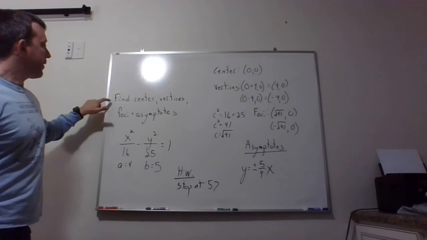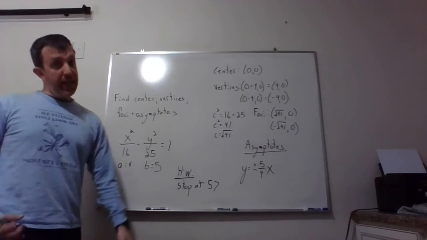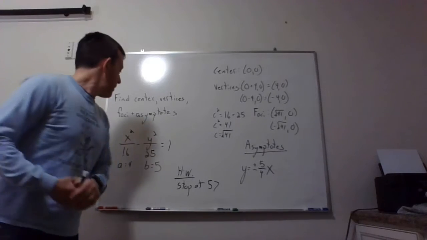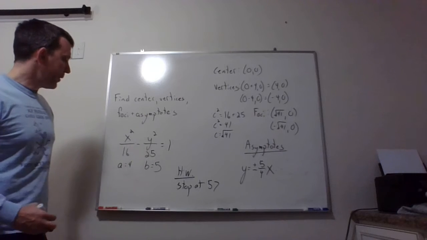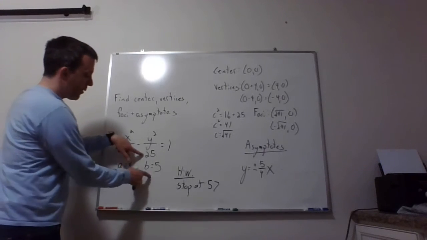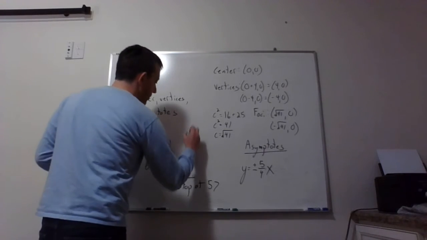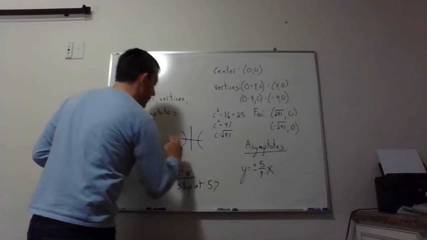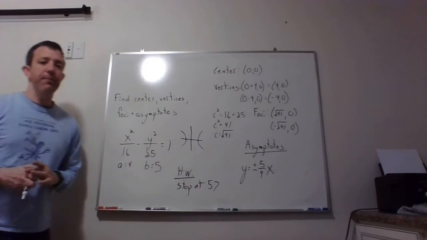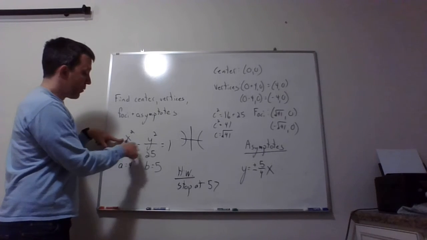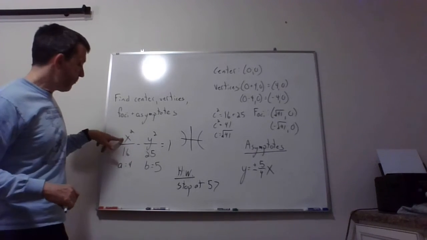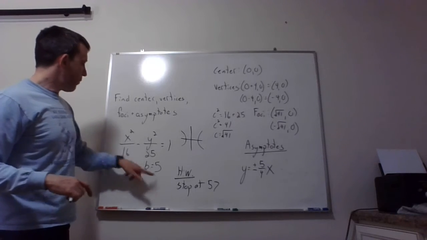All right, we want to find the center, vertices, foci, and asymptotes. Just a few things. For x squared over 16 minus y squared over 25 is equal to 1, I notice that a is 4 and b is 5, and I also note that this is going to be going sideways. It may or may not be at the origin, but I know it's sideways because the x fraction is the positive one and the y fraction is the negative fraction. So a is 4, b is 5.